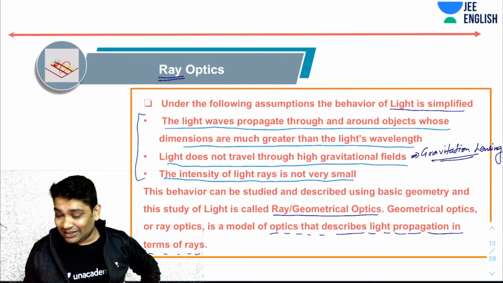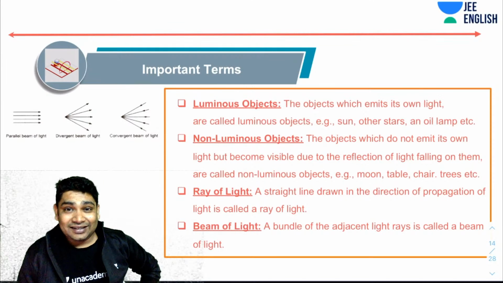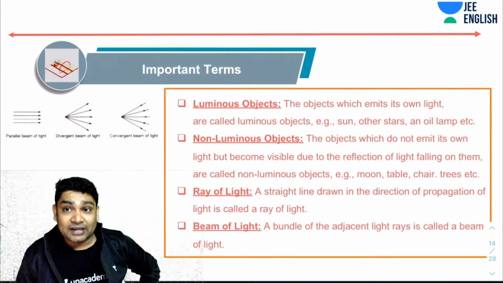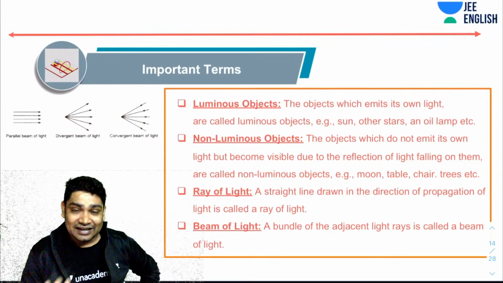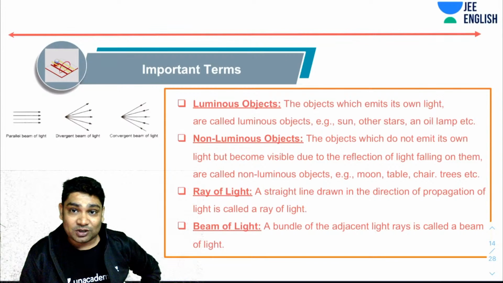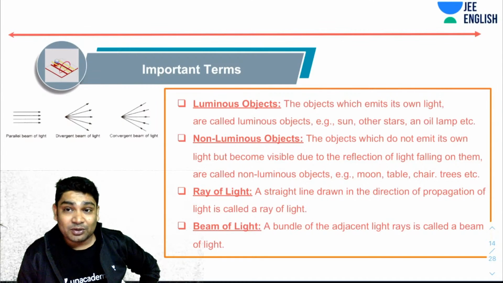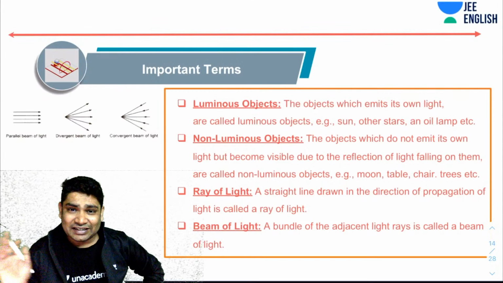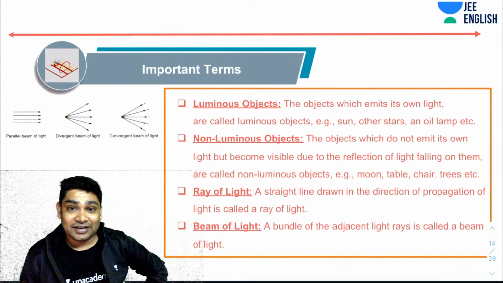So what are rays? First, let's talk about all the important terms related to ray optics. There are terms like luminous object. So what's a luminous object? Any object that emits its own light is called a luminous object. Example: the sun, the stars, a light bulb, a tube. Anything that can produce its own light is called a luminous object. Then you have non-luminous objects, objects that do not emit their own light but become visible due to reflection of light falling on them. Examples would be anything that you see around which is not producing its own light, including the moon, tables, chairs, trees, etc.